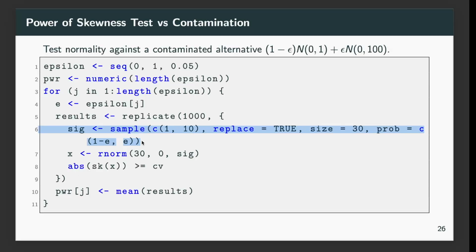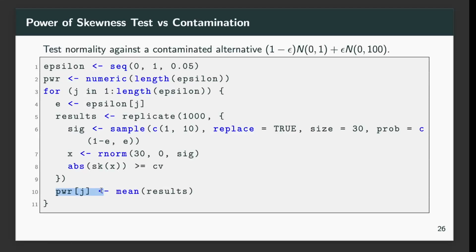So we want to check whether the absolute skewness will exceed the critical value CV. So we just run the absolute value of the skewness of x, check if it is larger or equal to the CV. Okay. And then we store the means of these results into the power of j.